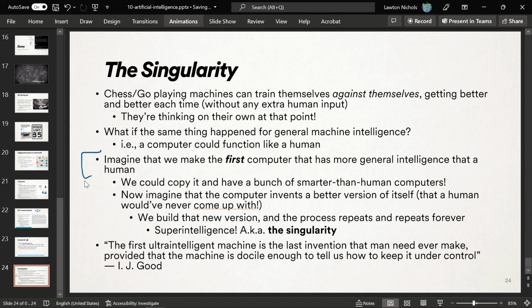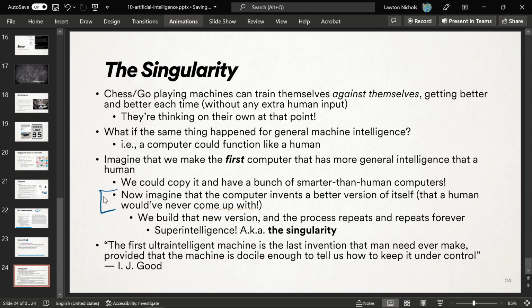Just make one computer that has more general intelligence than a normal human would have, and then once you have it, you can copy that computer into a bunch, right? Now you have a bunch of humans, virtual humans, that are smarter than any real life human. And then you have like an army, right? With better brains than any human could ever have. So then you can let that team of virtual people invent better versions of themselves.